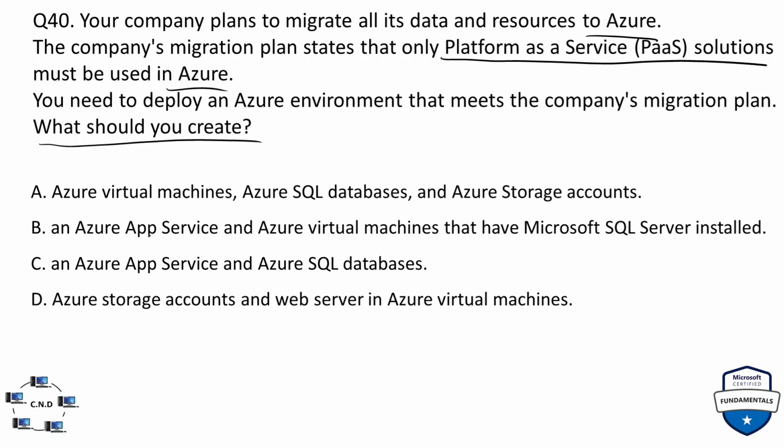Option B, an Azure app service and Azure virtual machines that have Microsoft SQL Server installed. Option C, an Azure app service and Azure SQL databases. And option D, Azure storage accounts and web server in Azure virtual machines.